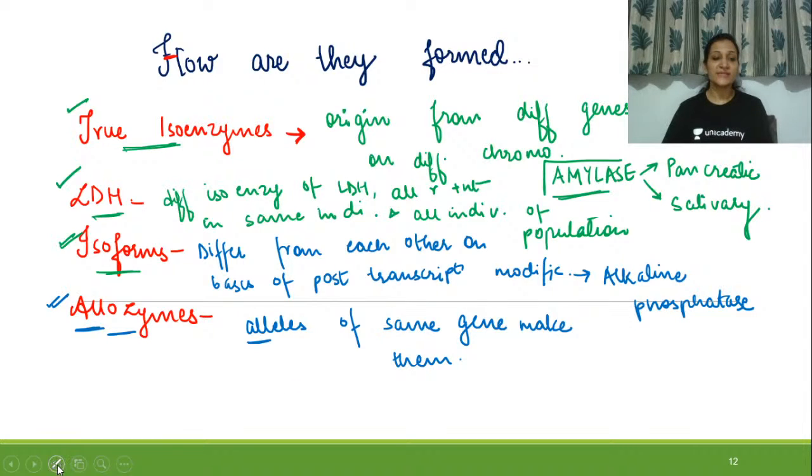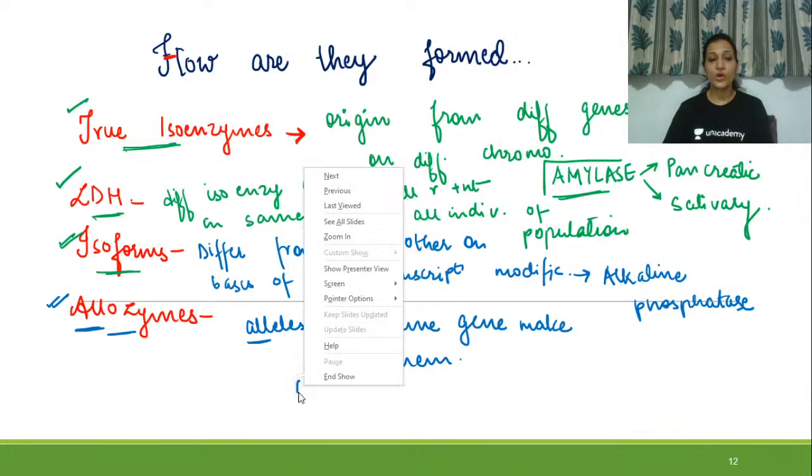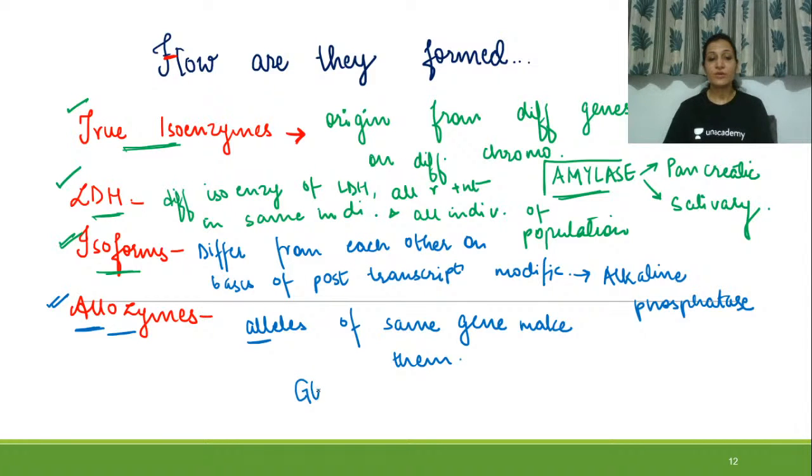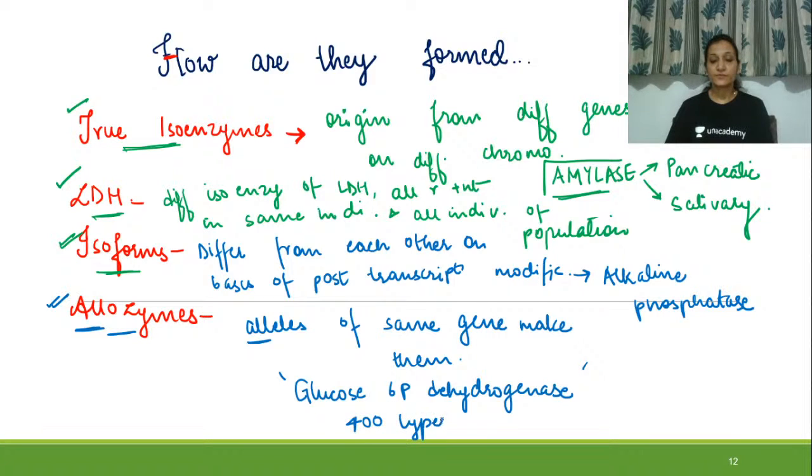Now, what is the example of allozymes? The example of allozymes is glucose 6-phosphate dehydrogenase. And there are more than 400 types of variants of glucose 6-phosphate dehydrogenase. But how is it different from the other forms? Only one variant is present in one individual. One variant, one individual.